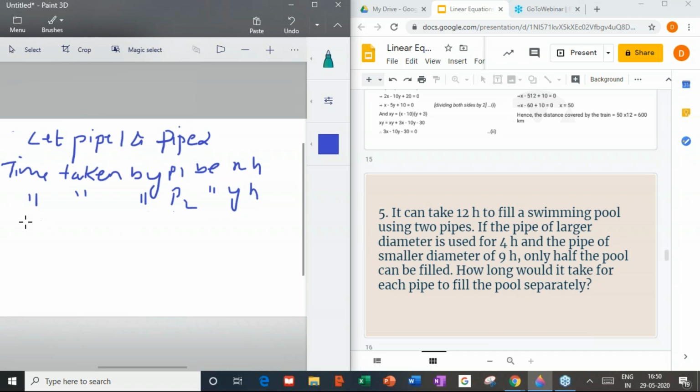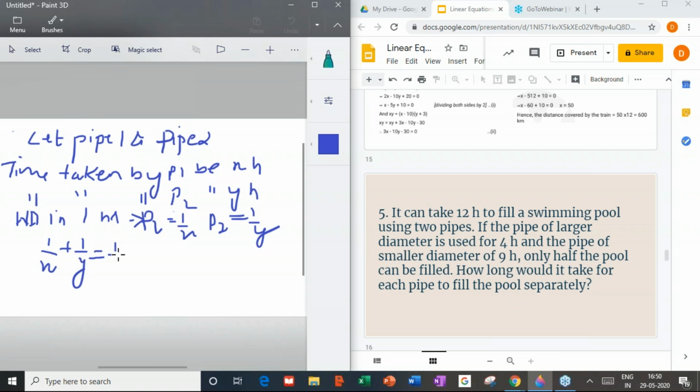So in 1 hour, work done by pipe 1 will be 1 by x, and pipe 2 will be 1 by y. And they are saying it takes 12 hours, right? So the first thing is 1 by x plus 1 by y is equal to 1 by 12. That's how you get the first equation. It says it takes 12 hours to fill a swimming pool by the two pipes. So in 1 hour it will be 1 by x plus 1 by y is equal to 1 by 12. That's how I got equation 1.